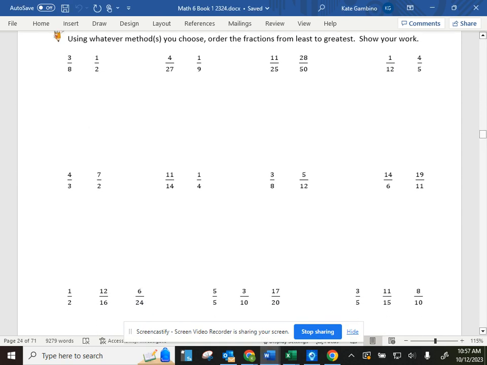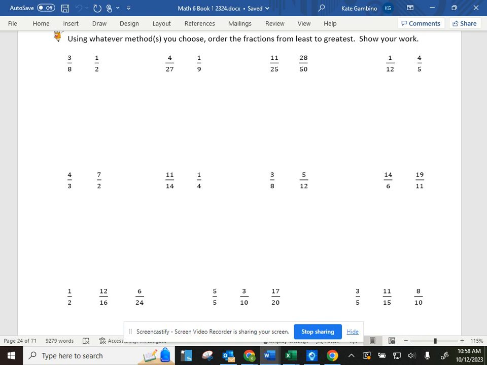It says, using whatever method you choose, order the fractions from least to greatest. So in the first two rows, we're just getting two sets of fractions. So we're gonna know which one's smaller and which one's bigger. You can look at your numbers and say, hey, should I do equivalent fractions? Should I do simplifying? Or can I compare them to 0, half, and 1? Whichever one works the easiest for those fractions.